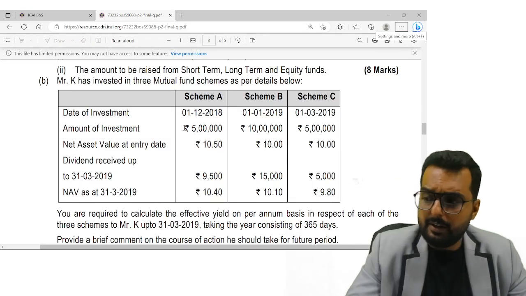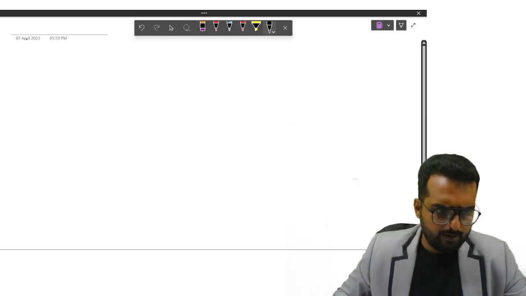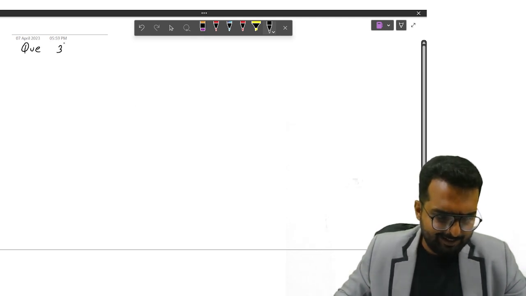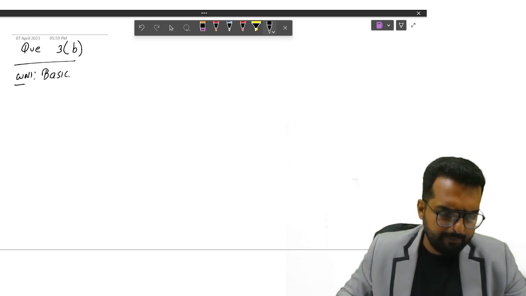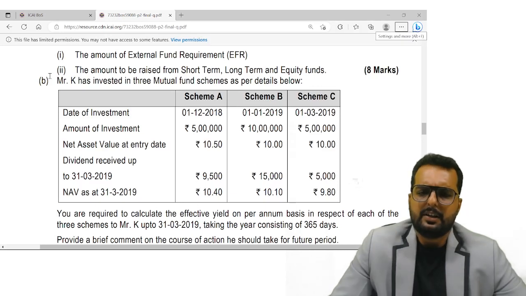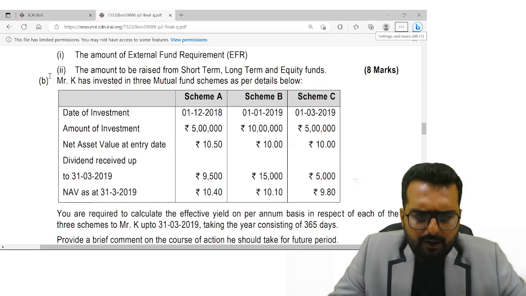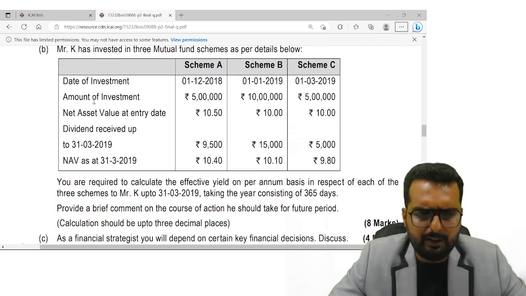So let's do question number 3B together now. Question 3B. Working note number 1, basic data. So they have given the date of investment, amount, NAV, dividend, and last NAV.